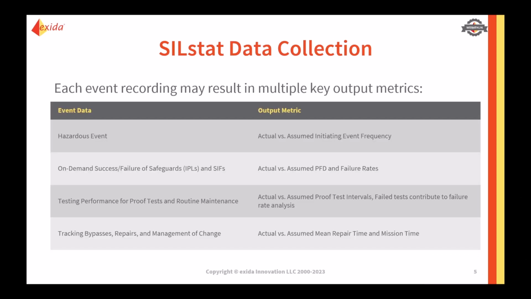If we're looking at the information that we're collecting, we're getting some key metrics out of that. So for example, we collect hazardous event data, which means that we will know what the initiating event frequencies are in reality, and we can compare them to what we assumed those initiating event frequencies were, and with that we can support the LOPA that we did, our layer of protection analysis. We get on-demand success and failure of safeguards or independent protection layers, as well as the safety instrumented system and safety instrumented functions. And we can get actual versus assumed probabilities of failure on demand and failure rates. And again, this could help support our LOPA, and this could help support our SIL verification.